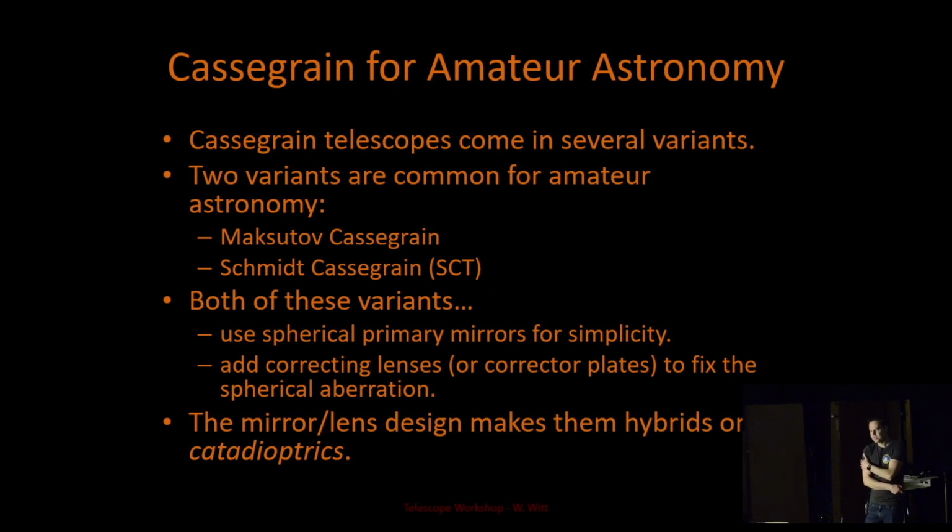So these are great for amateur astronomy. They're very versatile, and they come in different variants. Two common ones are the Schmidt-Cassegrain. All of these ones, I think, are Schmidt-Cassegrain telescopes. And then another one is a Maksutov-Cassegrain. Both of them use spherical mirrors for simplicity. And there's another element, which we'll show better in the next slide.